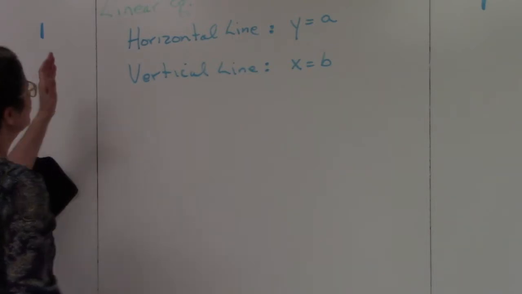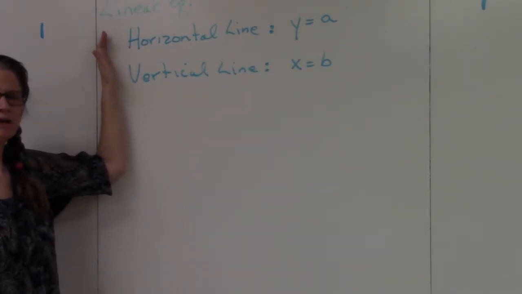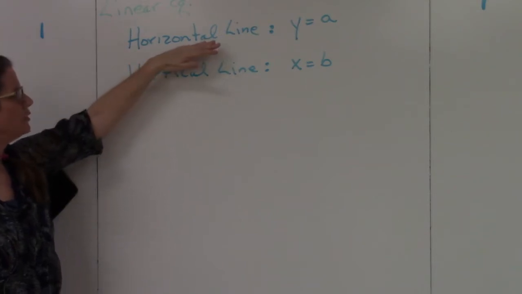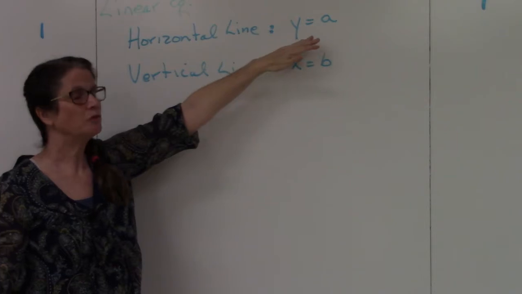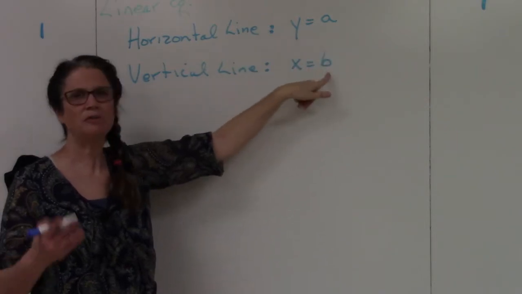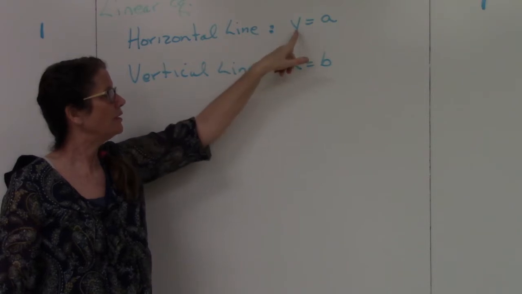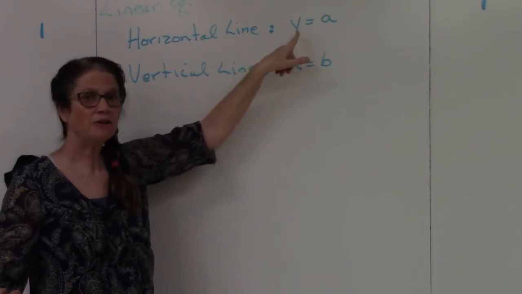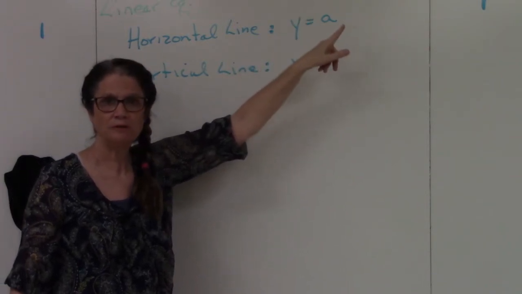Okay, so one more area that you'll be talking about or seeing in your MyMathLab is when you're dealing with a horizontal line and a vertical line. Now, this is the general format. Remember, A's and B's mean numbers, okay? Whenever you're looking at a horizontal line, the equation of the line is going to be in the format y equals some number, okay?